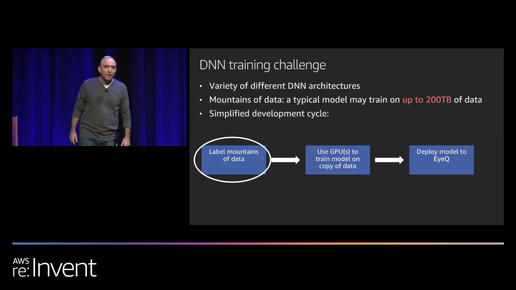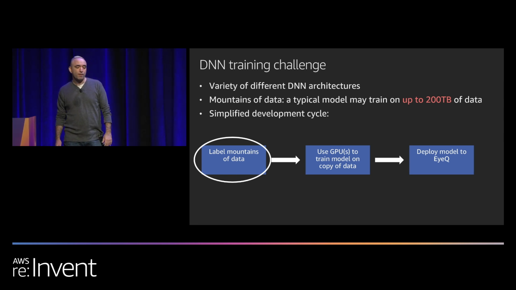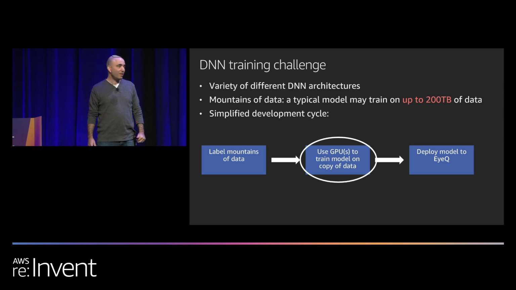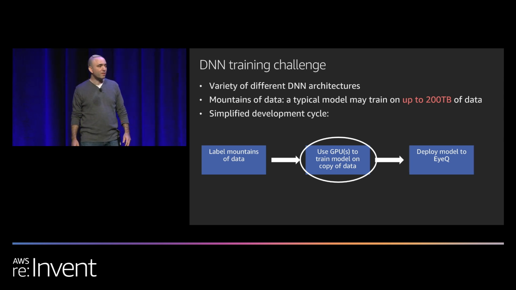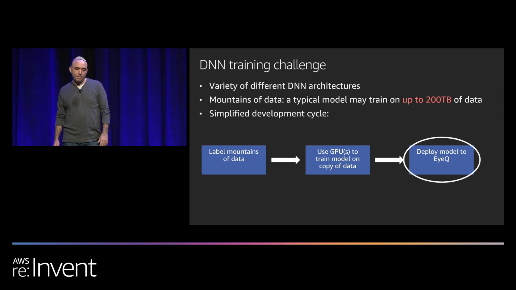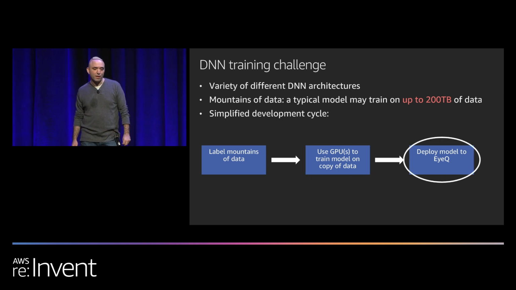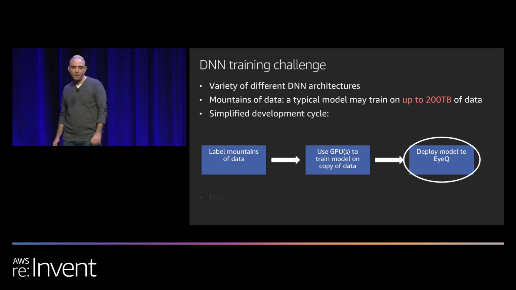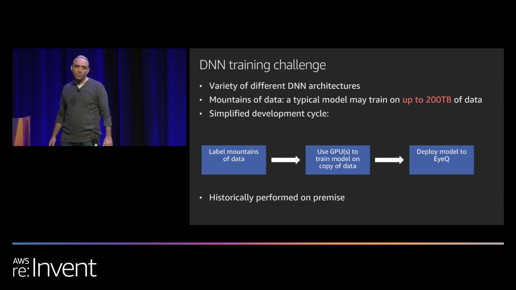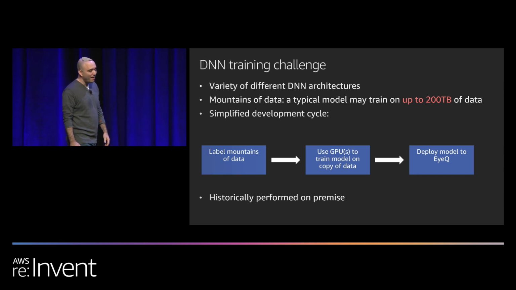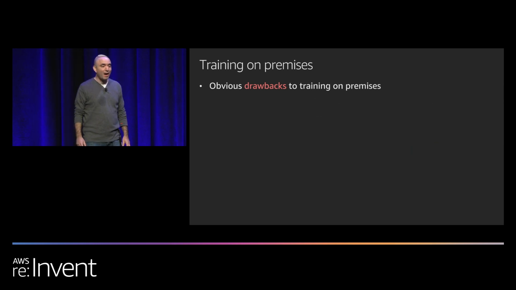At a high level, our development cycle is pretty standard. We first label our mountains of data. We then use TensorFlow to train our DNNs on the labeled data on one or more GPUs. And finally, we take the trained model and customize it to run on our proprietary chip, EyeQ. In the past, my team would perform the training on dedicated GPUs on Mobileye premises. However, there are a number of obvious drawbacks to this method.